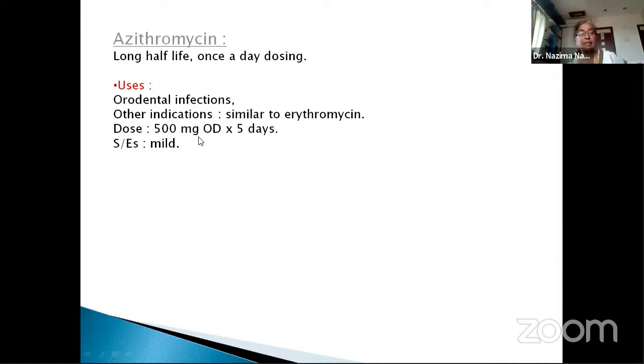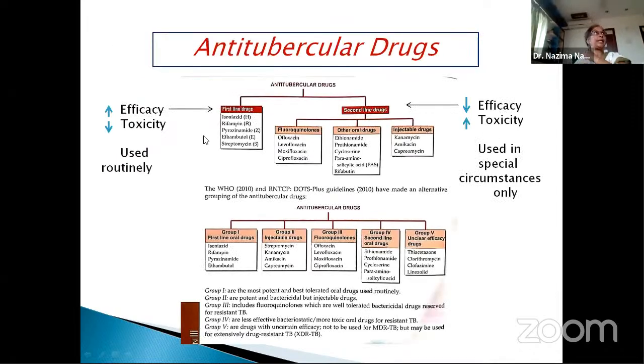So these are the features of azithromycin. Now coming to the anti-tubercular drugs. Anti-tubercular drugs are classified into first-line drugs and second-line drugs. First-line drugs have more efficacy and less toxicity. They are used routinely. Under the first-line drugs, we have isoniazid, rifampicin, pyrazinamide, ethambutol, and streptomycin. Then there are the second-line drugs which have less efficacy, more toxicity, or both, and they are used in special circumstances only.